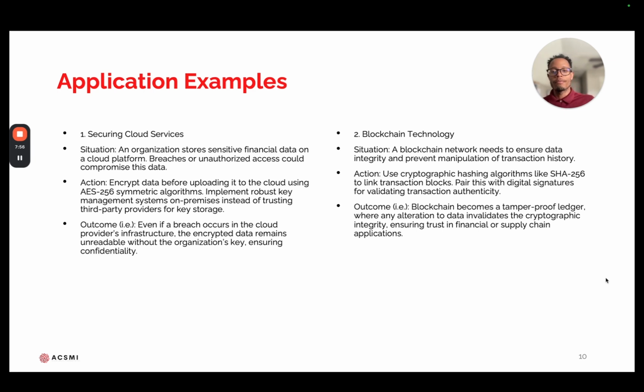Now, the outcome is, even if a breach occurs in the cloud, and it's a third party, maybe they're not securing their systems like they're supposed to. If that data gets compromised, it's still going to be unreadable. That's a way you can have a favorable outcome in ensuring confidentiality, right? Because we're talking about unauthorized access of the data itself.